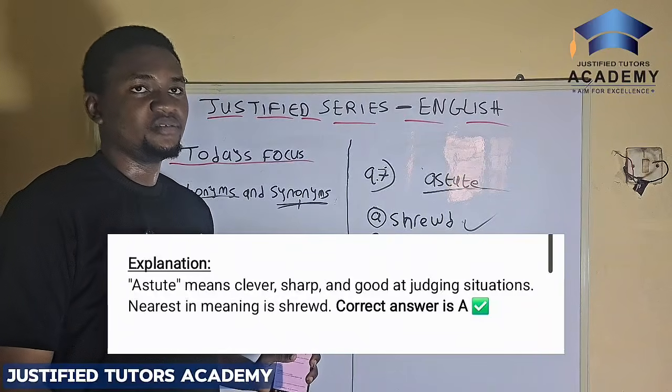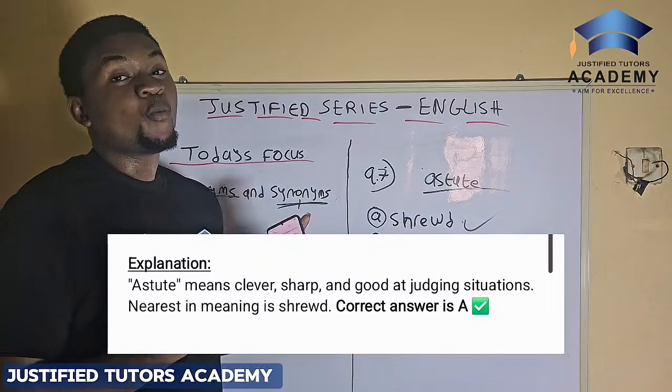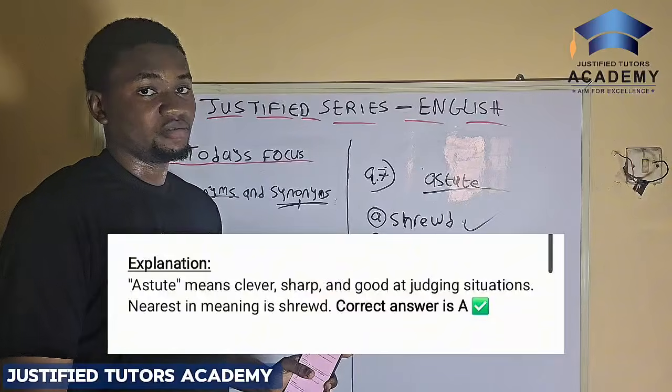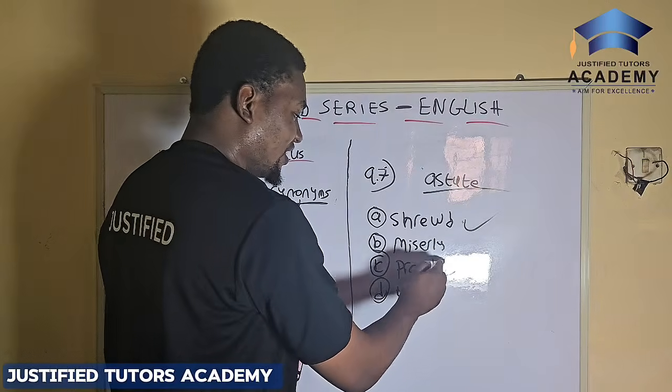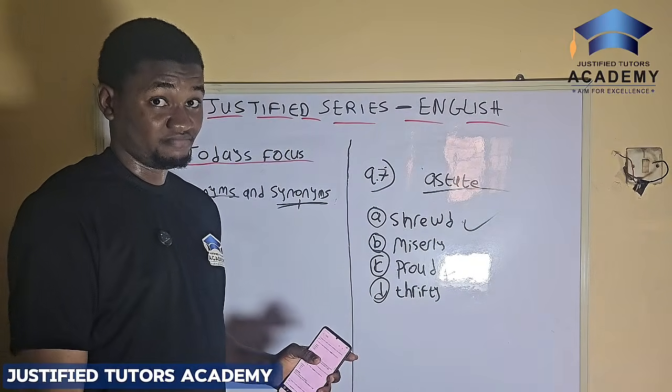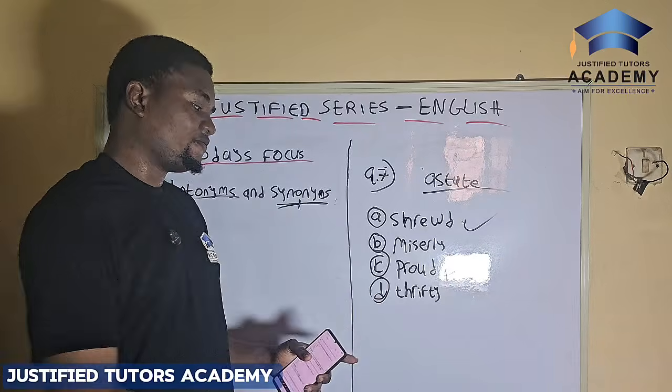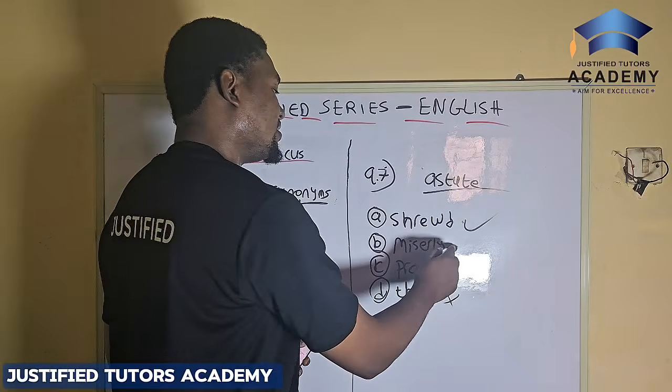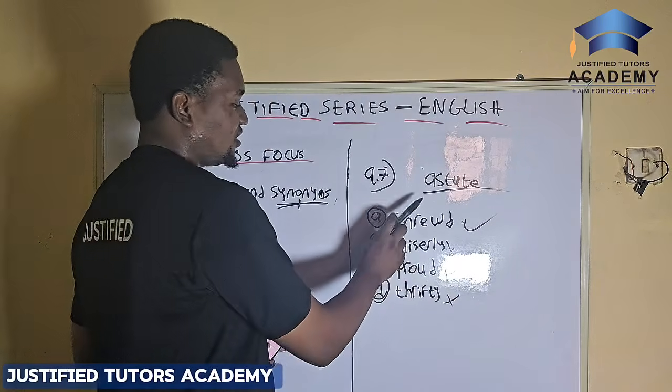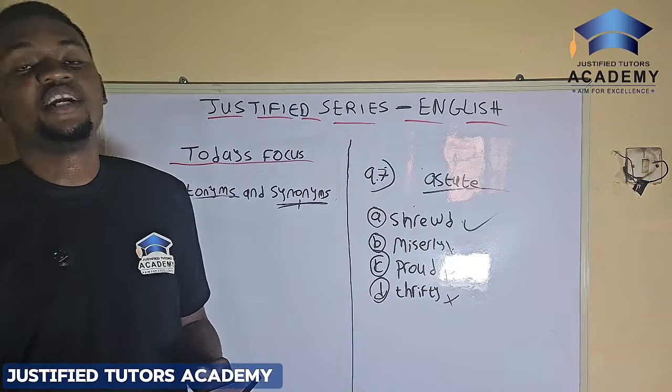Hope you are with me. If you don't understand, please just open your dictionary and master these words. Are you getting me? Proud is not even anywhere near it at all. Thrifty? No. Miscellany? No. The correct answer is A, shrewd. Alright. Now let's move to question 8.